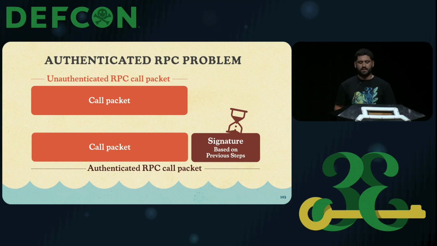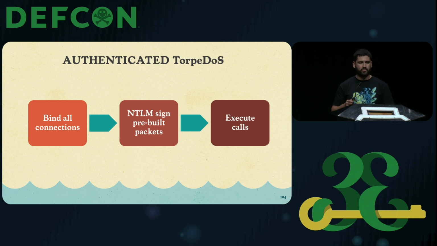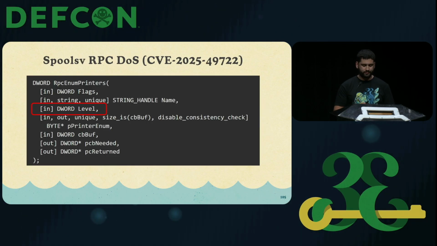This will break the stateless RPC and the Torpedoes technique. We sniffed with Wireshark and saw that NTLM signing adds a major delay, and we produced the following solution. Pre-bind, capture the needed values, pre-sign the hard-coded packet, and then keep using it. And that restores Torpedoes even with authentication.